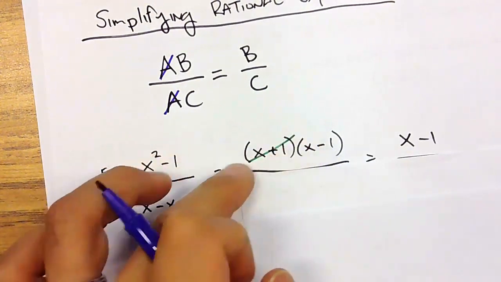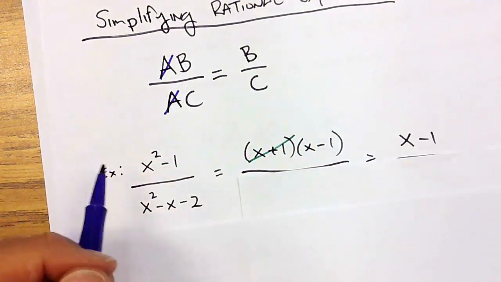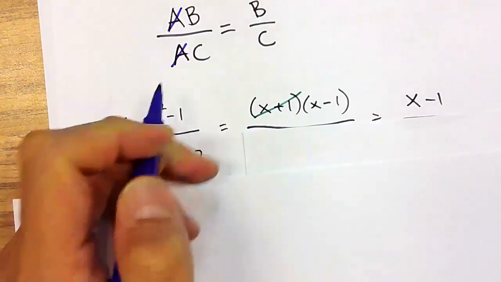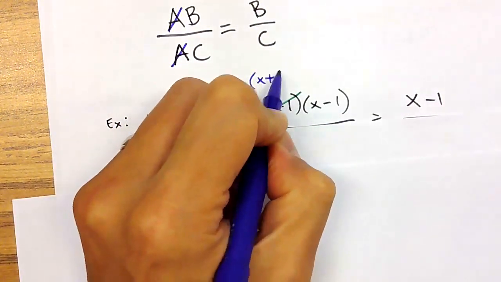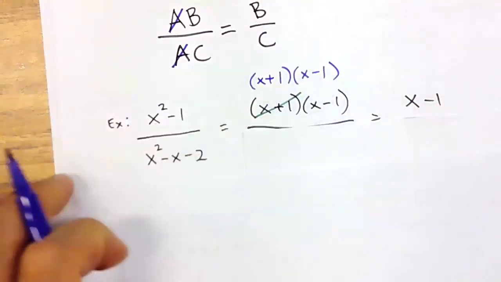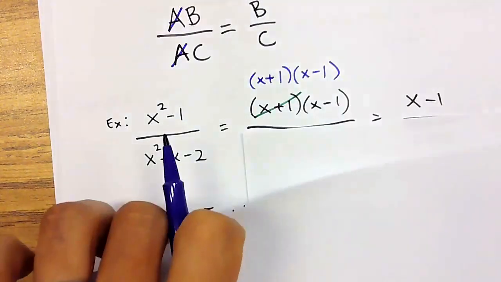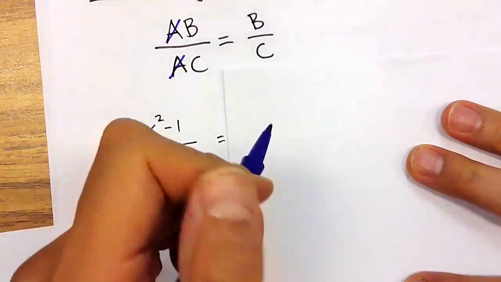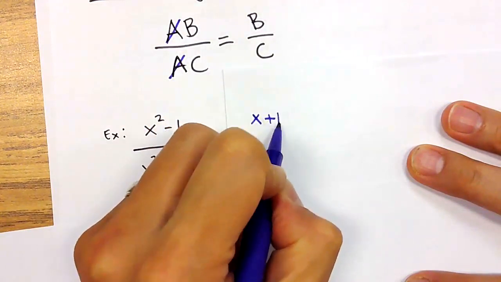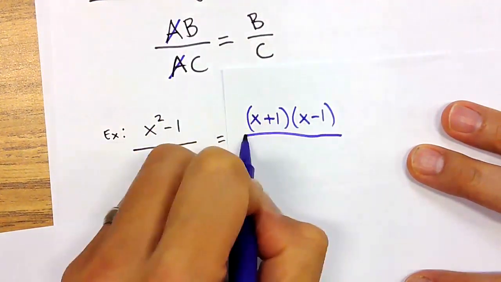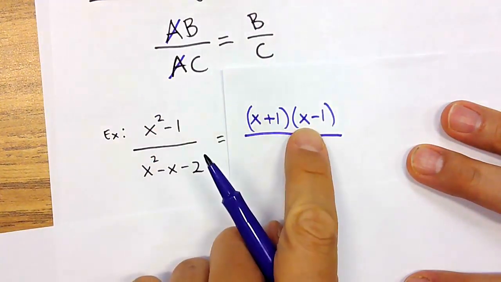Okay, don't mind the cross out yet. We're going to get there. Okay, so this becomes x plus 1 times x minus 1. Actually, this will serve us better if I just did it here live. So x plus 1 times x minus 1, right? That factors out to be this.